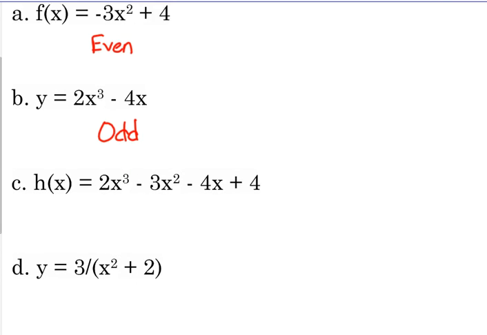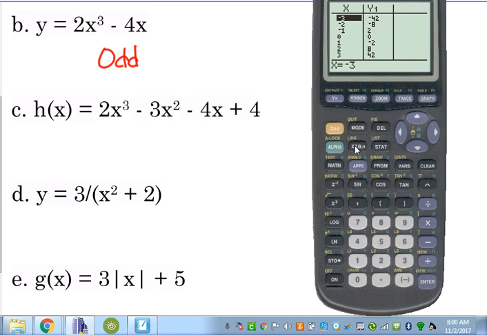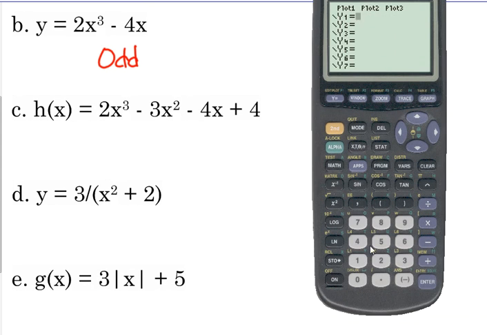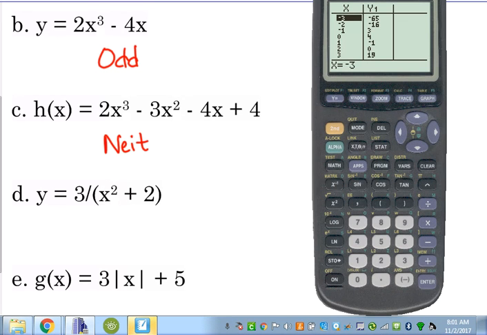Now, number 3, a long function here. It's got a combination of even and odd powers. So let's see what happens here. 2x cubed minus 3x squared minus 4x plus 4. That would be neither. Those y values don't match up at all. So it is neither even nor odd.